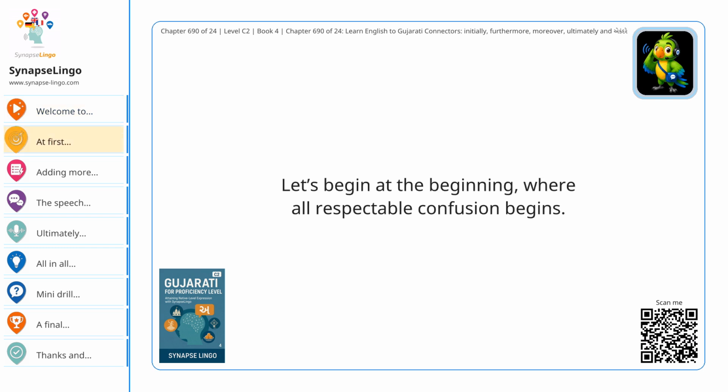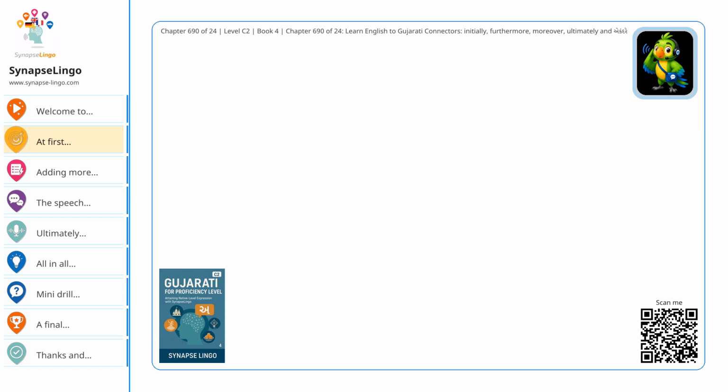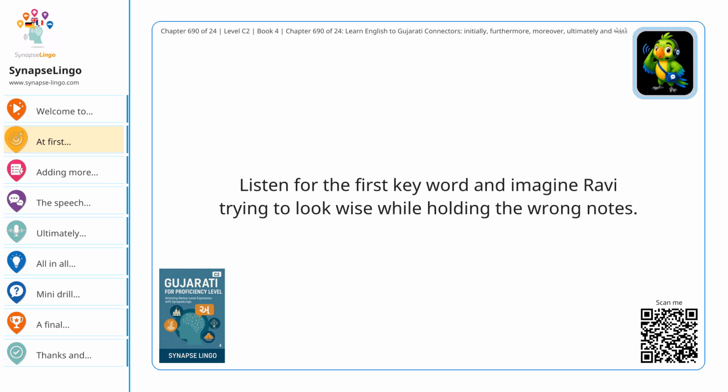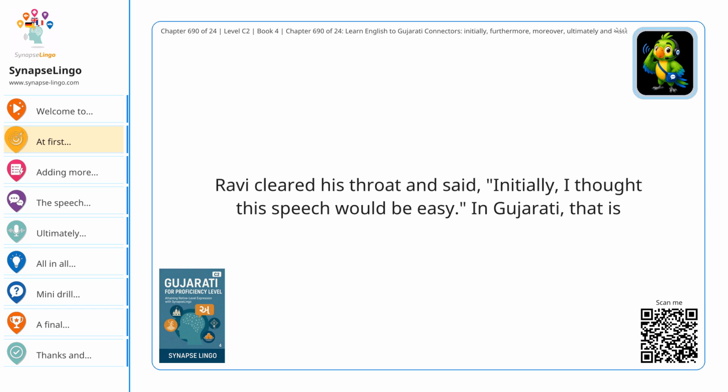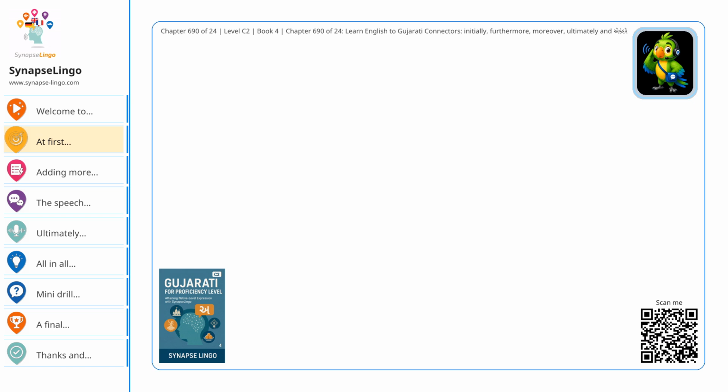Let's begin at the beginning, where all respectable confusion begins. Listen for the first key word and imagine Ravi trying to look wise while holding the wrong notes. Ravi cleared his throat and said, initially, I thought this speech would be easy. In Gujarati, that is શરૂઆતમાં. Example. શરૂઆતમાં. I did not understand the plan.